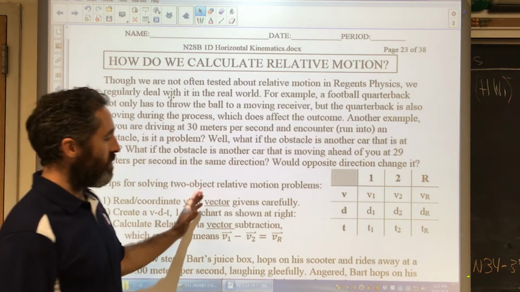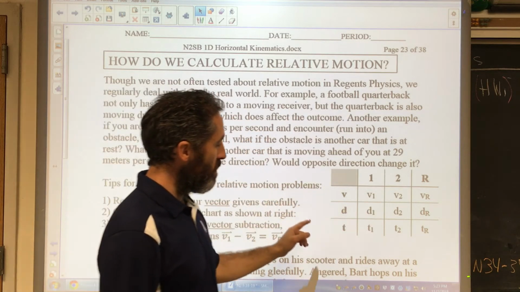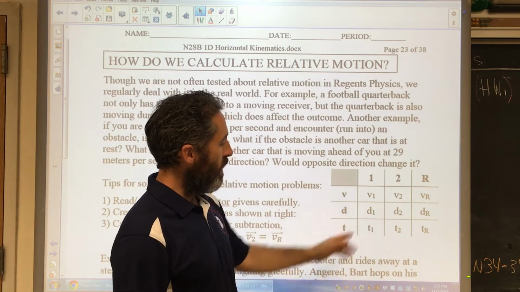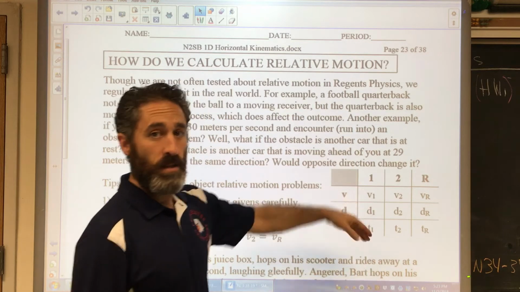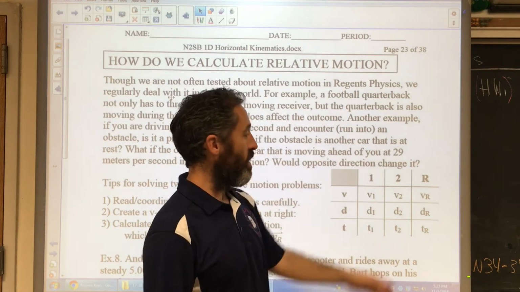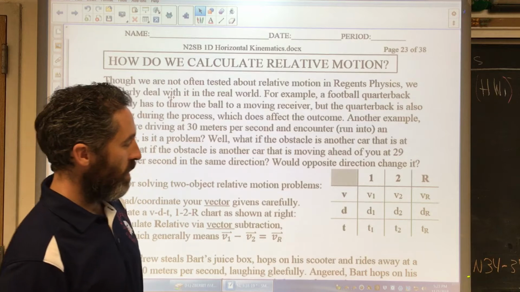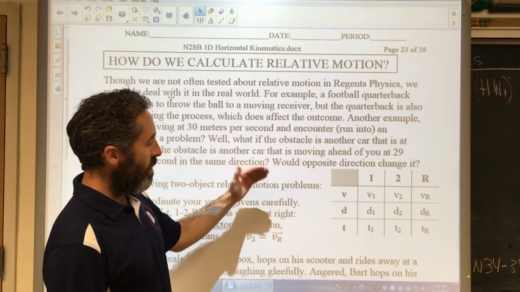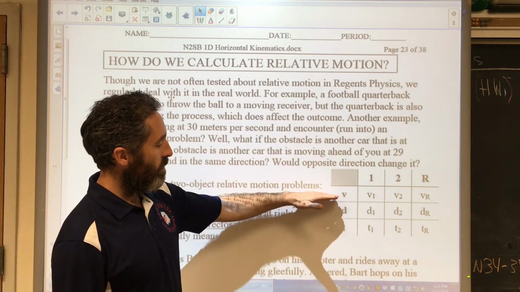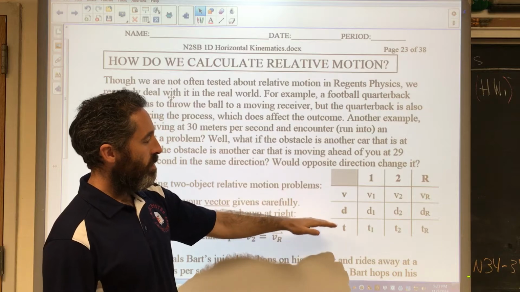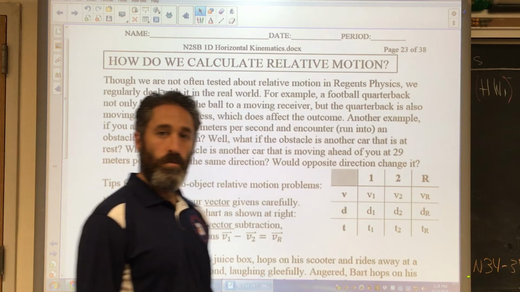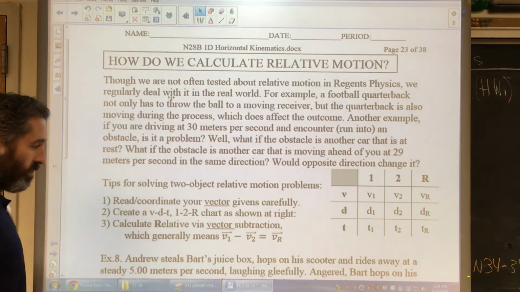Now, one of the recommendations I have in the new version of the notes is as follows. That you have one column for your first object, one column for your second object, and a relative motion column. Since this is constant velocity, we'll be dealing with velocity, displacement, and time for each object, and also relative, or between, or compared for the two of them.